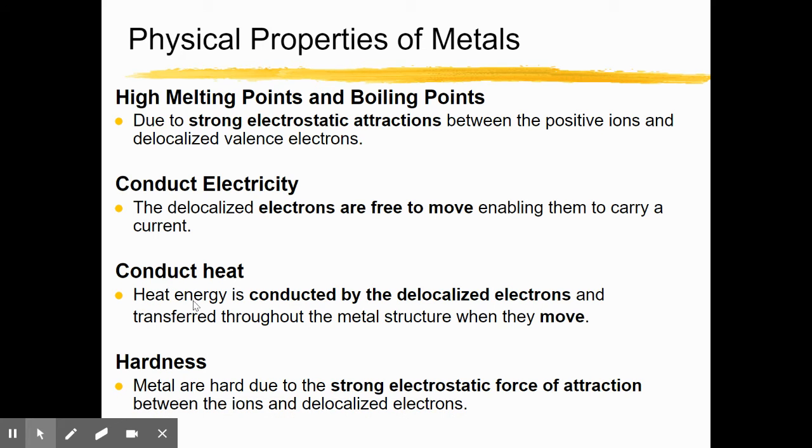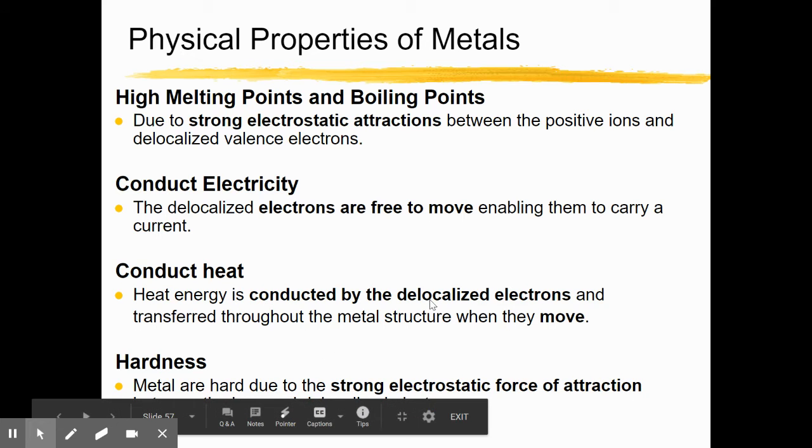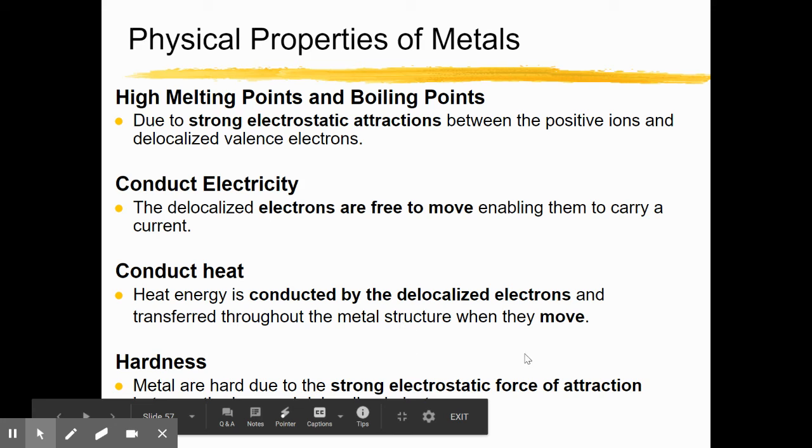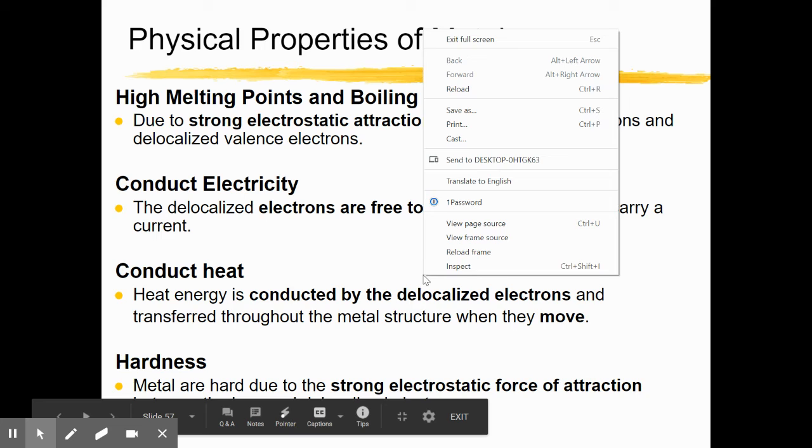In conduction of heat, the heat energy is conducted by the delocalized electrons, and they're transferred throughout the metal structure when they move. So it's the electrons that are moving that heat around.